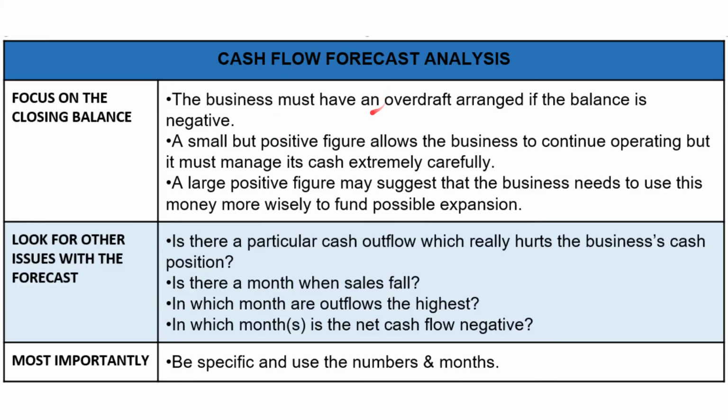So, when it comes to the closing balance, if it's negative, they've got to have an overdraft arranged. Now, a small but positive figure allows the business to continue operating, but it's got to be really careful in terms of its cash position. Okay, so a large positive figure may suggest that the business needs to use that money more wisely, because you don't want to just have thousands and thousands of pounds in the bank and not be doing anything with it. That's not good. So what other issues?